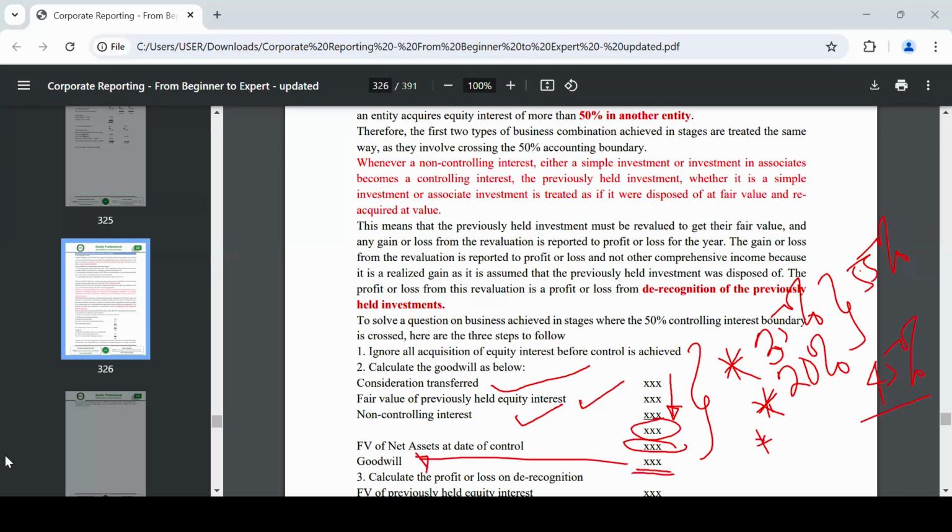So we are still going to go ahead and calculate goodwill. And the only thing that is new here is the profit or loss on derecognition. Profit or loss on derecognition. Because you have to derecognize your investment that you previously held. You have to derecognize it, whether it was a simple investment or it was an associate investment. Okay, let's move on.